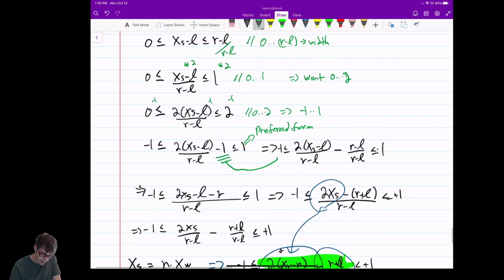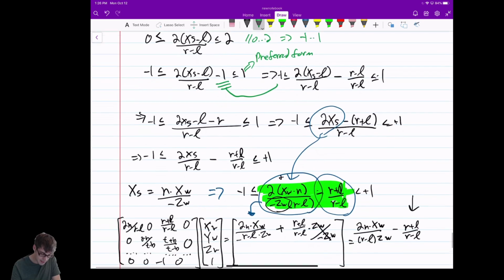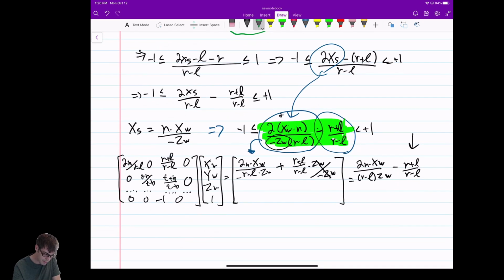So I don't need to rederive all of this for the y. It works identically the same. But let's just quickly work through that multiplication. Okay, so for the y coordinate, I have 0 times xw plus 2n times yw over t minus b plus t plus b over t minus b times zw. They both get divided by negative zw. This goes away. And this is the x coordinate.